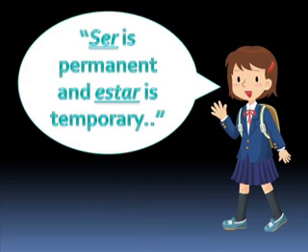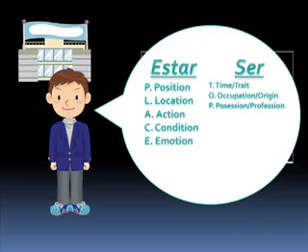You use ser when you're talking about things that are permanent, and you use estar when you talk about things that are temporary. Other students will fumble over an acronym or a list of occasions that a teacher made them memorize. One of those is PLACE for estar, standing for position, location, action, condition, emotion. Ser being TIME or trait, occupation, origin, or possession, profession.